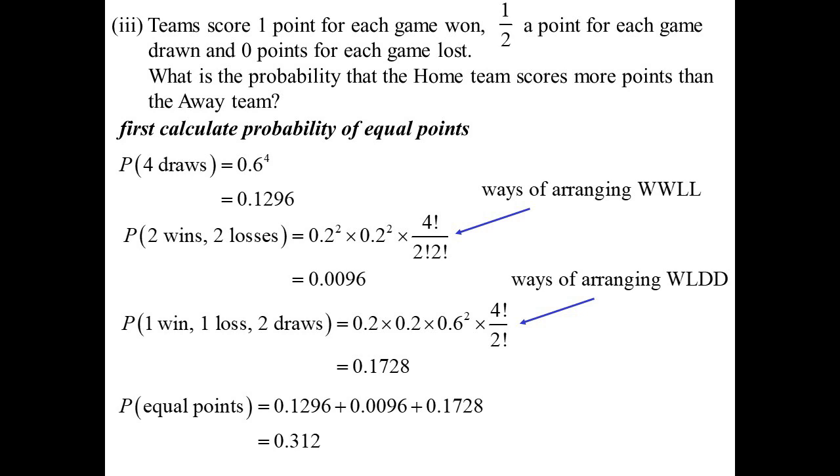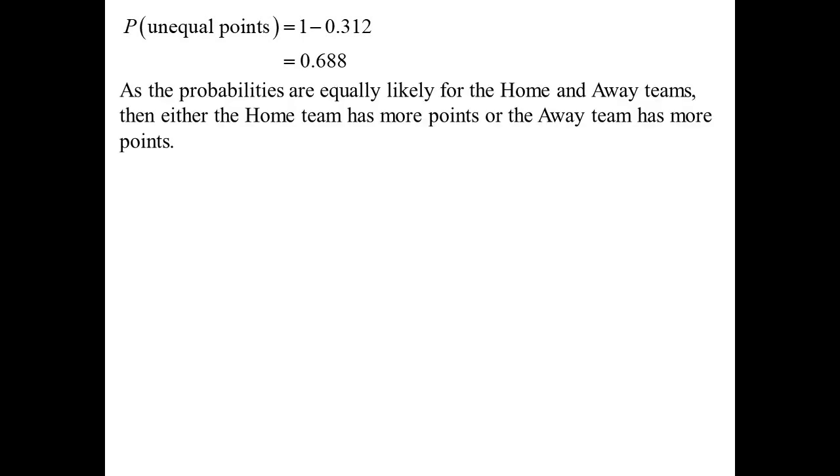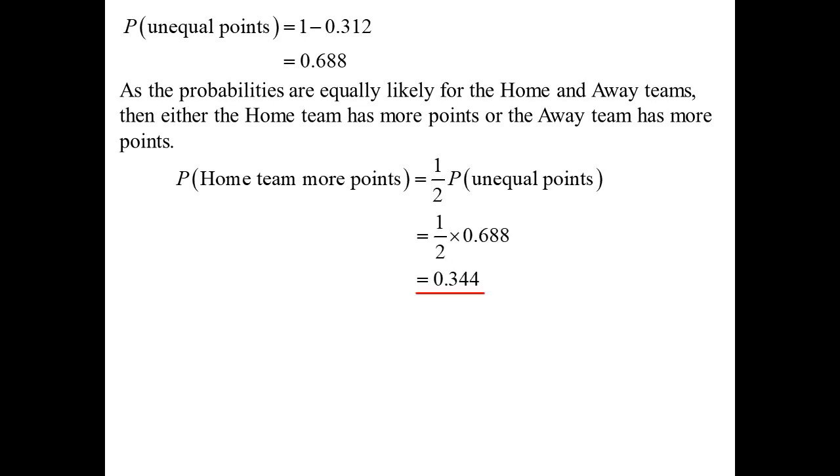Now, why did I do that? Because now I'm going to use the complementary idea. That was the probability of equal points. Therefore, the probability of unequal points is 1 minus that. If it's unequal points, that means one of the teams has won. Someone must have more points than the other. But everything was equally likely. So the probability that the home team wins must be half of that probability, because half of it would be home team winning, half of it would be home team losing. So we end up with 0.344.